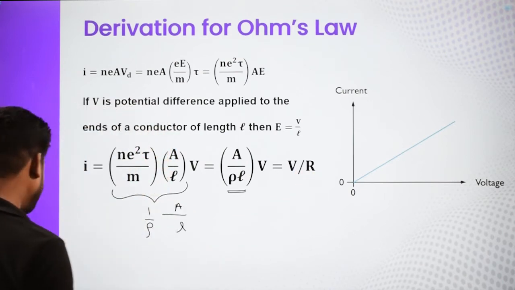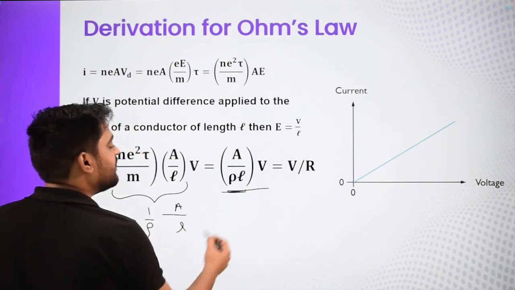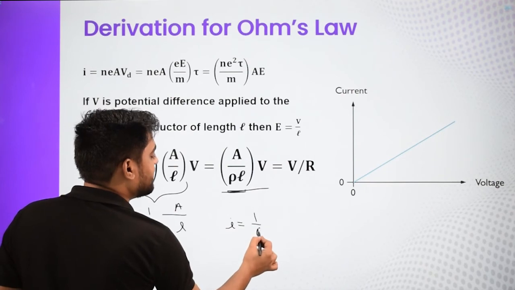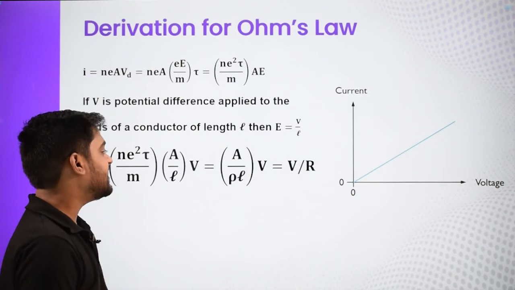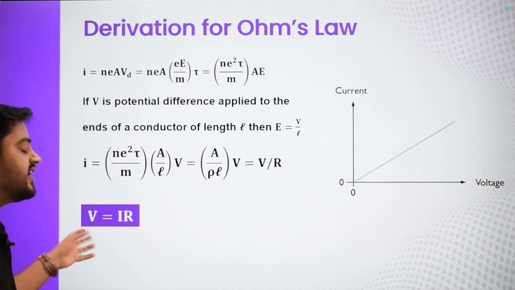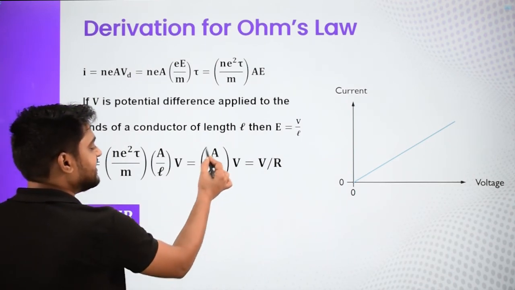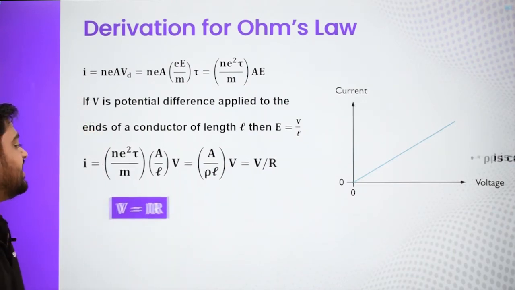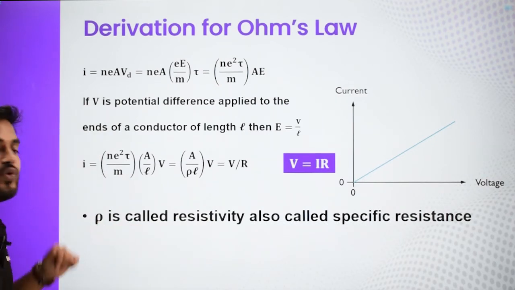So what are we getting here? I is this quantity, and this entire thing I am defining as 1 by R, and this is how we are defining our resistance. V by R is I, so V is equal to IR. This is Ohm's law. Now we can further see that our resistance is basically the reciprocal of this quantity. So resistance is nothing but rho L by A, and before we define our resistance, we need to talk about rho. What is rho?